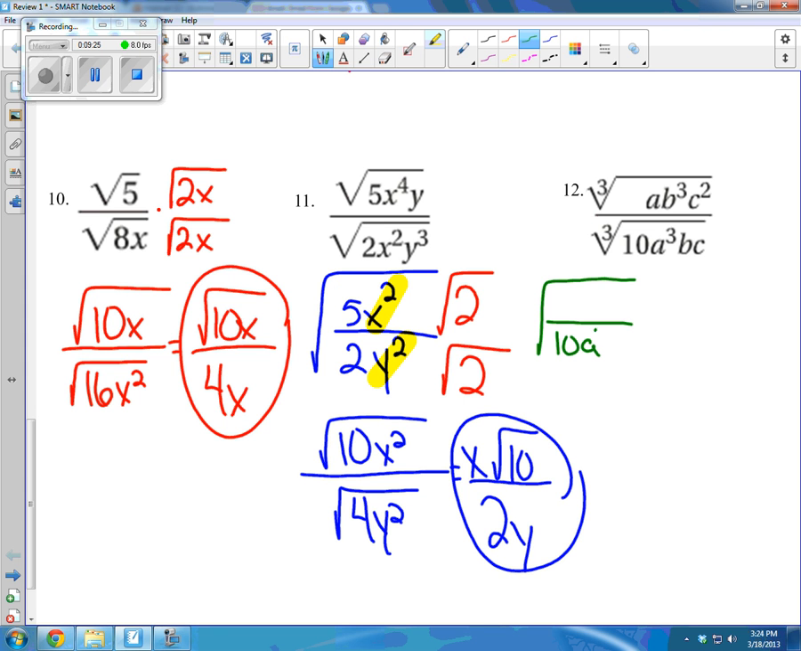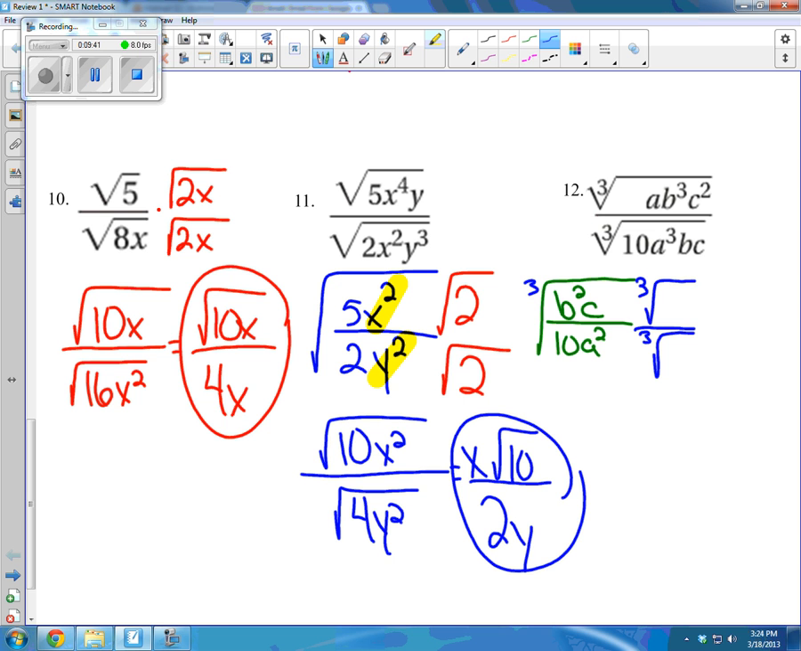My a's can clean up to a squared on the bottom. The b's can clean up to b squared on top, and to c on top as well. So now what I'm going to do is build this up. Whoops, I forgot my little cube root, with another cube root, because nothing can come out right now.